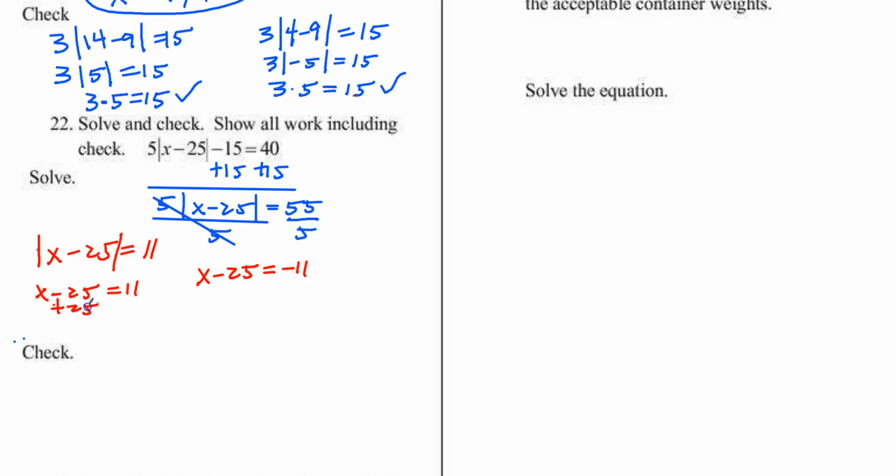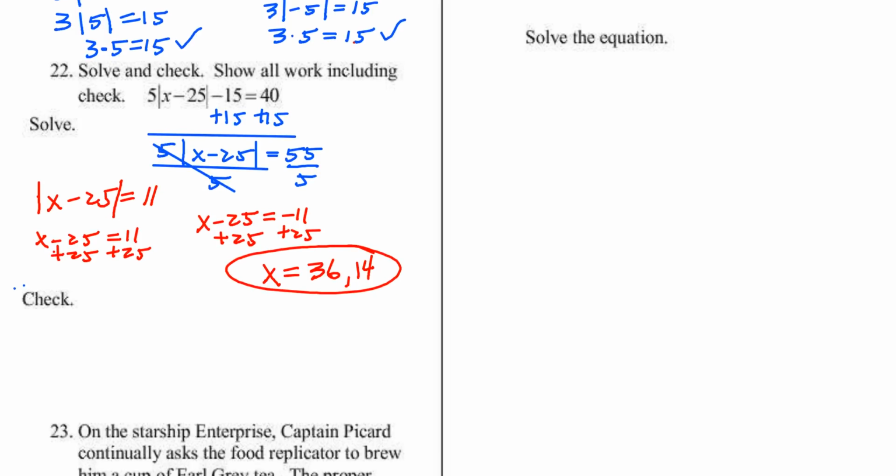Add the 25 to both sides. I'm going to go ahead and do that to both of them right now. So I get two answers of x equals 36 and 14. Once again, we need to check our work. So 5 times the absolute value of 36 minus 25 minus 15 equals 40. I'm going to go ahead and do this real quick.